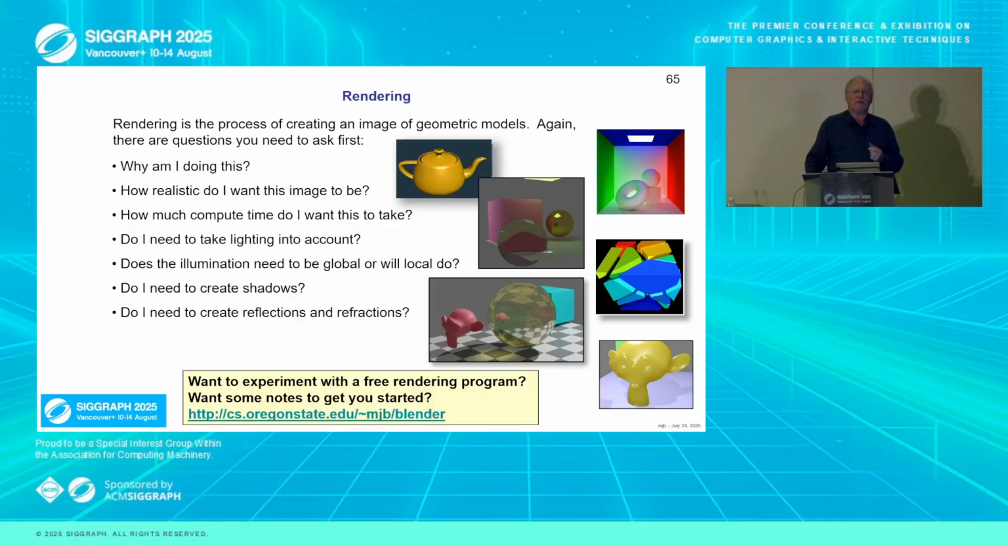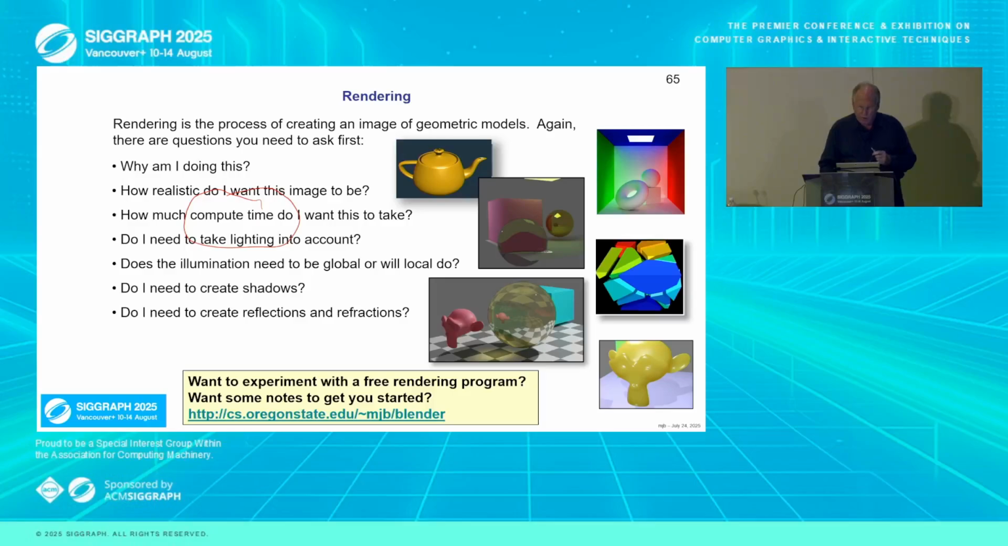Why am I rendering this? Okay, what amount of realism am I trying to get? Do I really want it super realistic? Do I want reflections? Do I want refractions in it? Okay, how much compute time am I willing to put up with in order to get it? Do I want the illumination to be local or global? And we'll talk about that in a moment. Okay, do I want shadows? Shadows are cool, but they take more time to compute. So anyway, you try and answer those questions, and that sort of guides which of these techniques you use and how you end up using them.